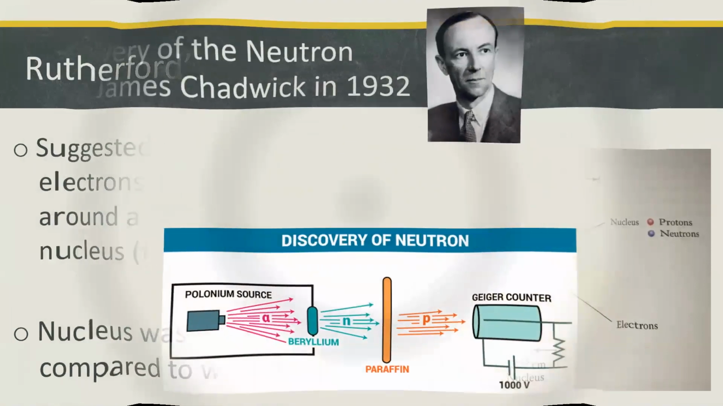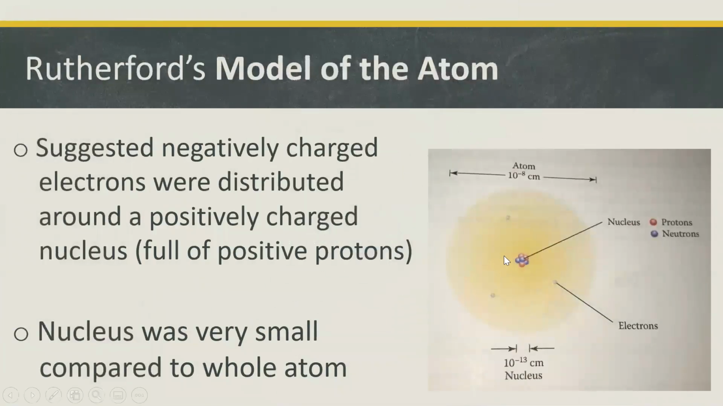Okay, so that was his. And Rutherford's model just looks like this. The nucleus is in the very center, and the outside surrounding area is the electrons, just kind of randomly placed.